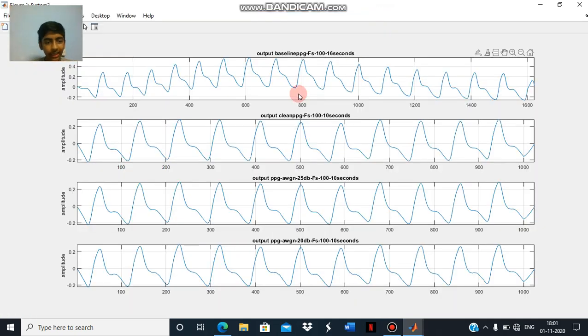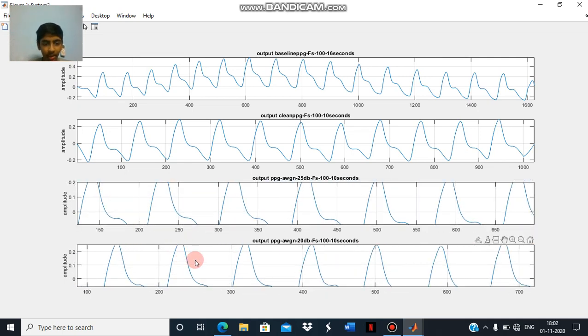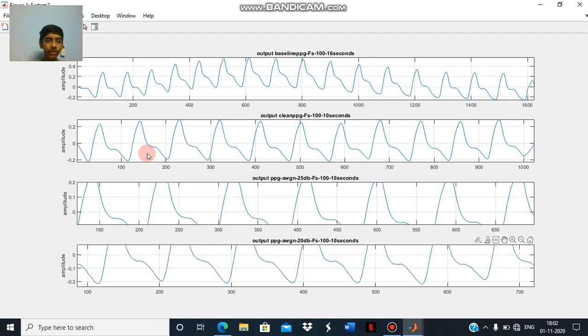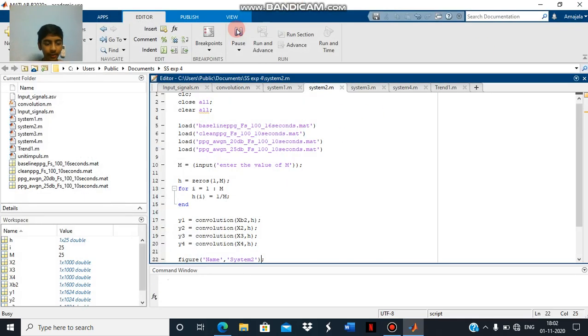Here you can clearly see that the disturbances are almost zero for these signals, which means this is a finer filter than system 1. It is also a moving average low pass filter. You can see the output for the baseline signal, which still contains the trend line. Now again I will run the program and change the value to 100.